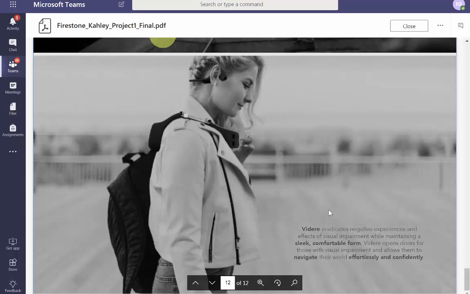What other negative experiences? Sleek and comfortable? If that's really what you're going for, I want this person talking to another group of people in a group, smiling as if they aren't visually impaired. Ideally, that's what I want based upon what I perceive as negative experiences. I do like that photo.